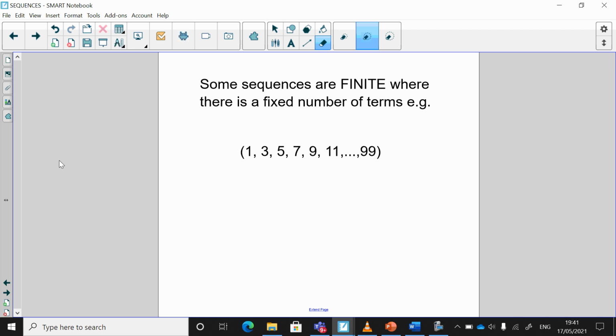So we've got different kinds of sequences. There's loads of kinds. We've got ones that have a fixed group, maybe just 0, 1 and 2. Or this one here, 1, 3, 5, and there seems to be a pattern that's taking us all the way up to 99. So this is a fixed group. The dot dot dot means it's going all the way up to 99 and it stops here. So that's finite.